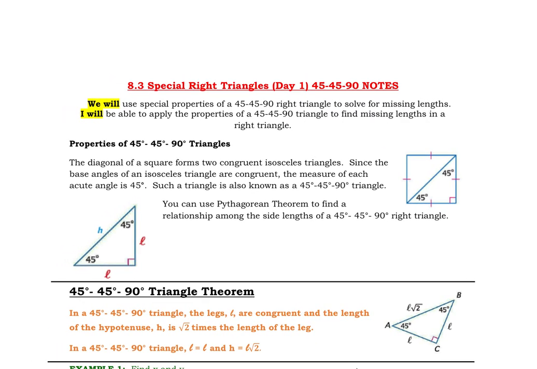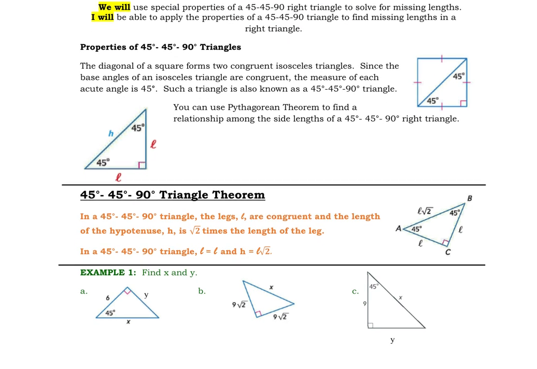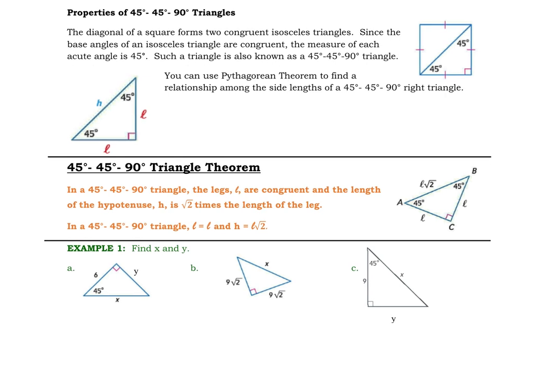Okay, so we can use the Pythagorean theorem to find the relationship among the sides of a 45, 45, 90 right triangle. There is a theorem, some shortcuts, so we're not having to do long math every time. The pattern that's common with this one is that the legs are congruent, and the length of the hypotenuse is always going to be radical 2 times the length of the leg. So in a 45, 45, 90 triangle, if the leg is length L, then the hypotenuse is going to be L radical 2. So whatever the number is, plus a radical 2, right? So if the legs are 2 and 2, then the hypotenuse is going to be 2 radical 2.